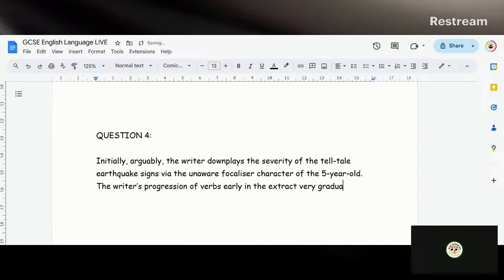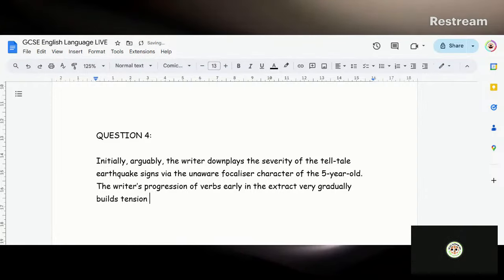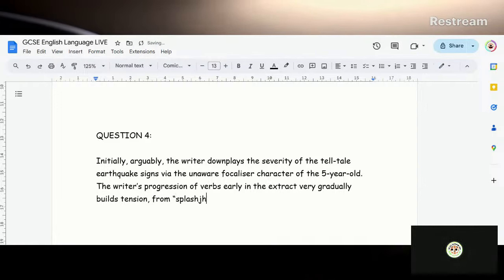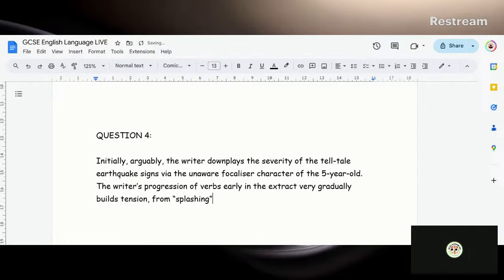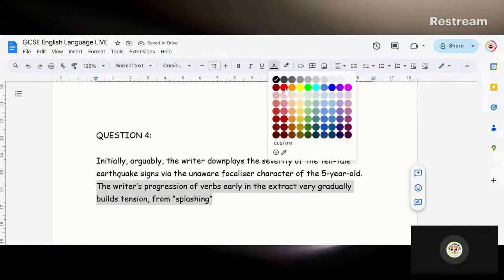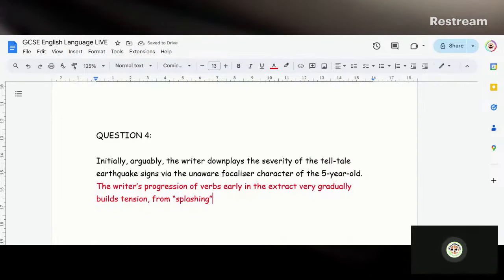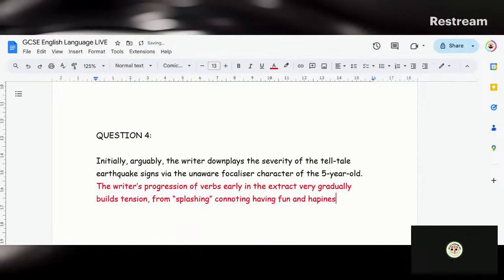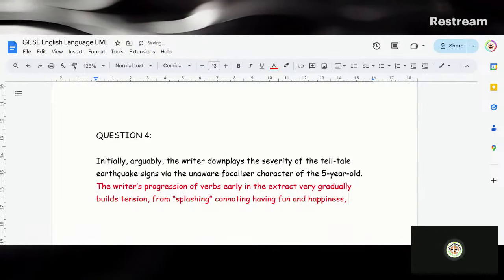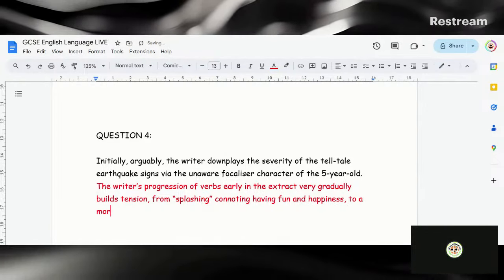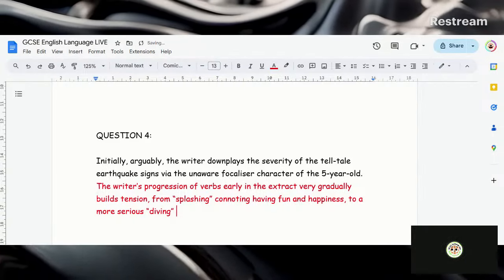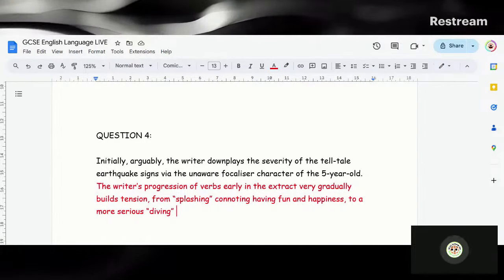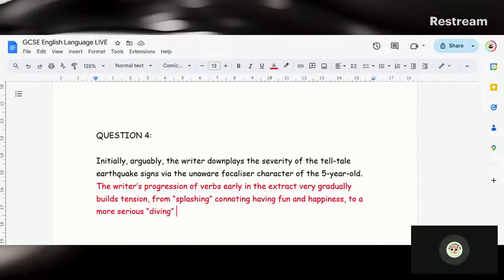very gradually builds tension from splashing, and this is all quotation and evidence, so it's red. So from splashing, connoting having fun and happiness, and also youth as well, to a more serious diving. And diving could possibly be used as situational irony because later on people might be diving for their lives or trying to escape very, very rapidly.